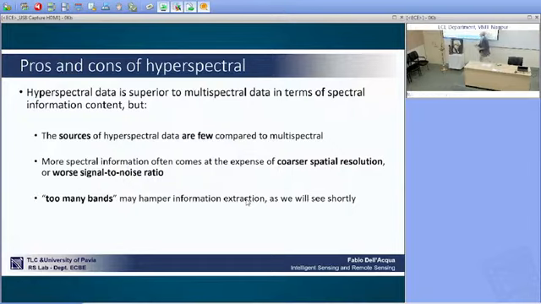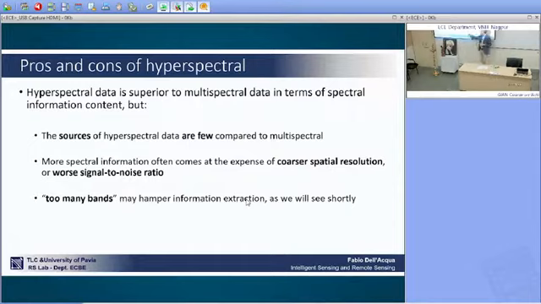Or worse signal-to-noise ratio, i.e. greater noise, greater disturbances. So the measurement that you're doing is less accurate than for multispectral. And you have all these three problems combined. If you think of it, you have plenty of multispectral data available. Not so for hyperspectral.